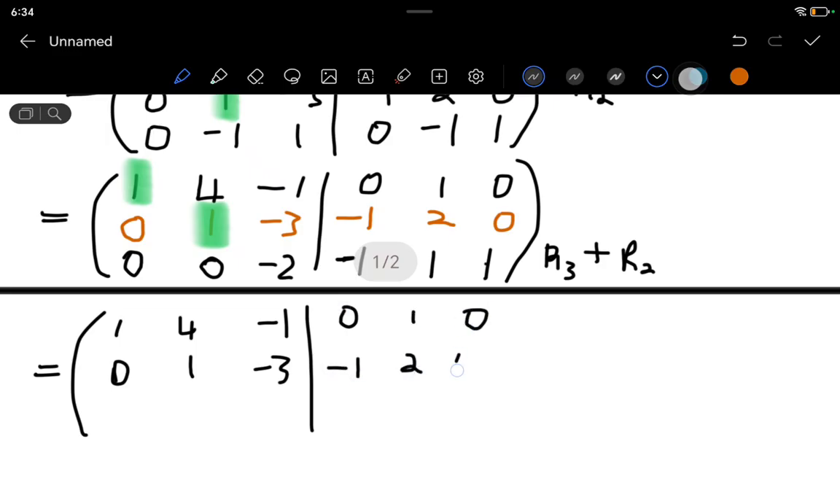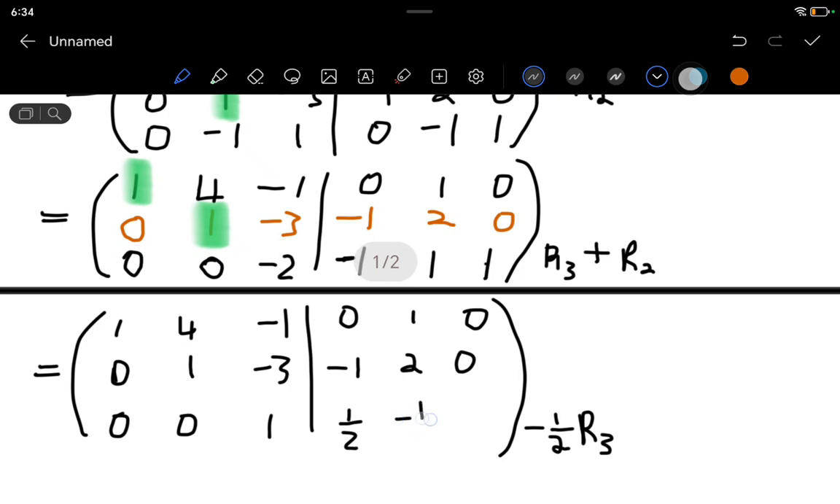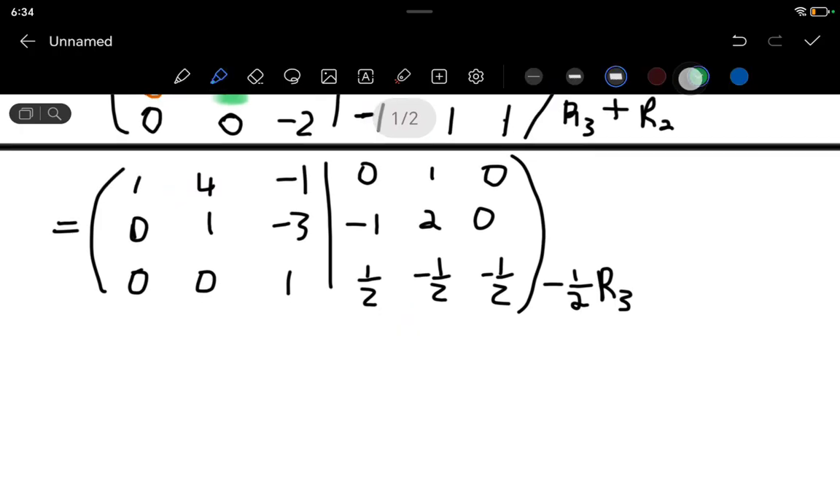Minus 1, 2, 0. Then this one, if I multiply this row by negative 1 over 2, this is going to be 0, this is going to be 1, this is going to be 1 over 2, minus 1 over 2, minus 1 over 2. You see, right? Now I see that I have all the leading ones that I need.